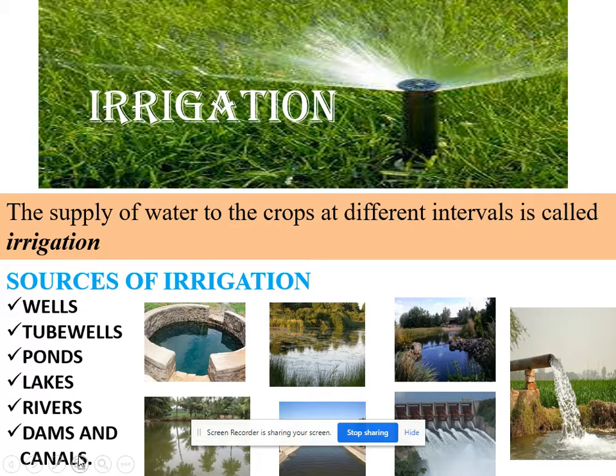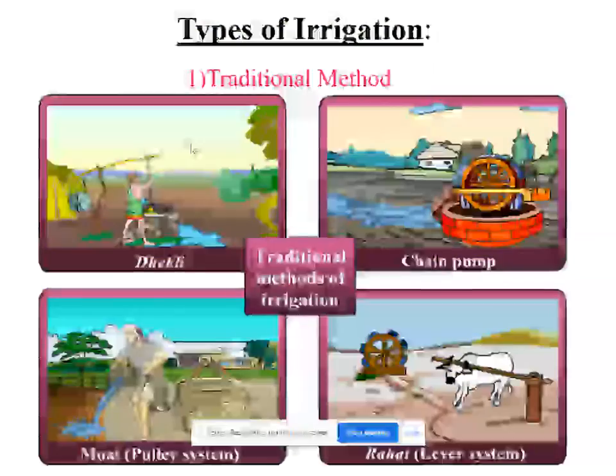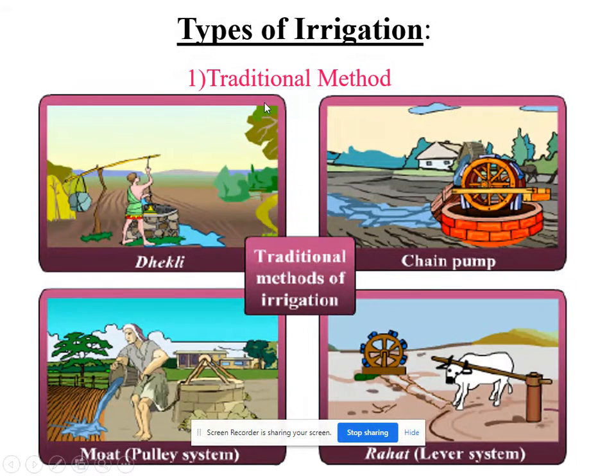These are some water bodies from which we are getting water, so that the water is supplied to the plants, right? And to supply this water, there are some techniques involved. So in this lesson, we are going to study two types of irrigation. One is the traditional method and one more is the modern method of irrigation. Let us have a look at the traditional method.